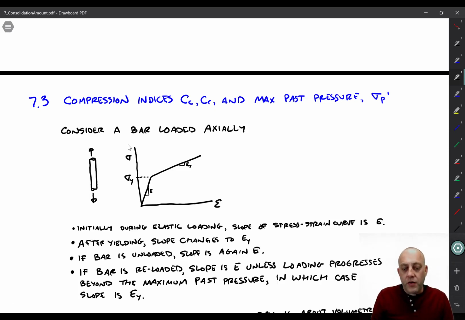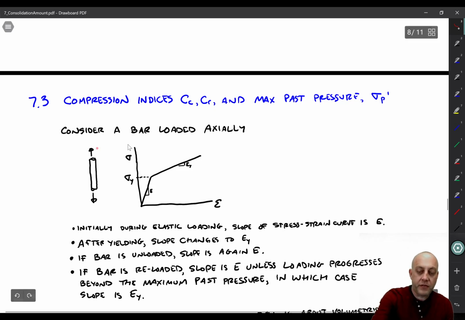Let's look a little further into these compression indices, C sub C and C sub R, and also the maximum past pressure, sigma P prime. I talked briefly about those in the previous video, but I think they're worth exploring a little bit more deeply so that you can understand where they really come from. What I'll do is use an axially loaded bar as an analogy for what's happening to the soil, because I think it really does lend itself to an easier interpretation of what's going on.